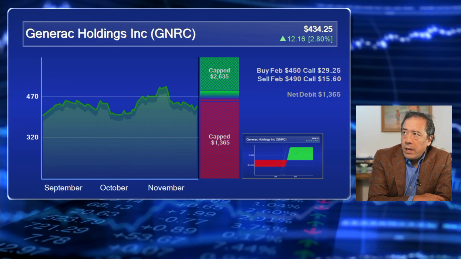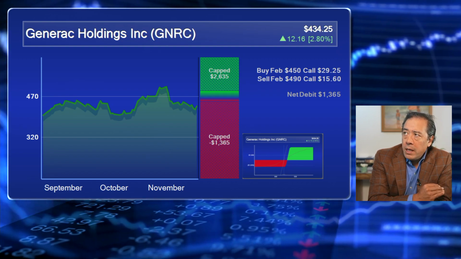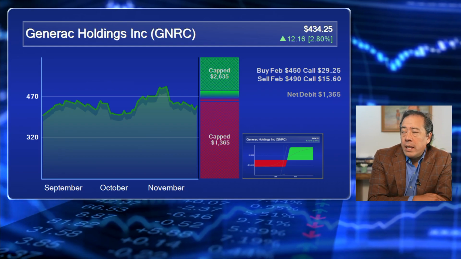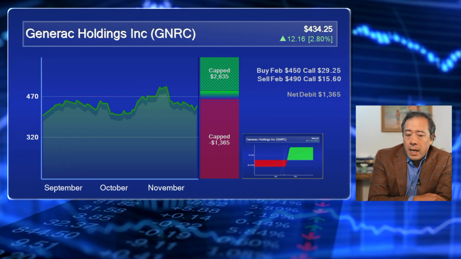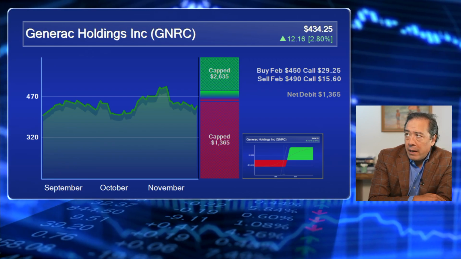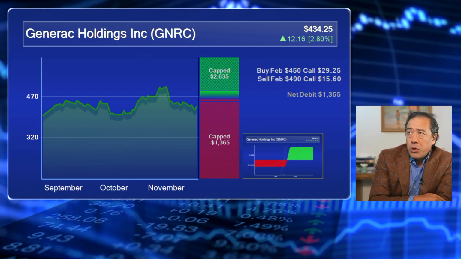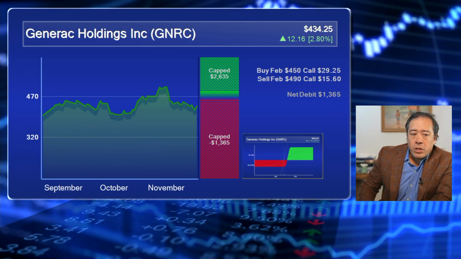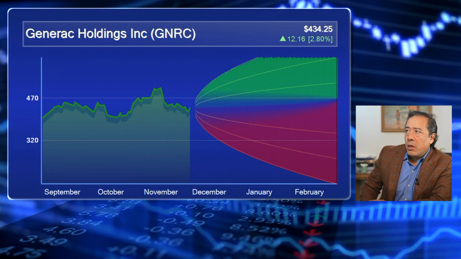And what you'll observe is that, of course, with a call spread, the stock needs to rise above the strike that you bought by at least the total amount of premium spent on the trade by expiration, in this case in February. So the stock must rise, in this case, above 463.65 to see profits. So that would be an increase of, give or take, about $30 from the current $434 stock price.